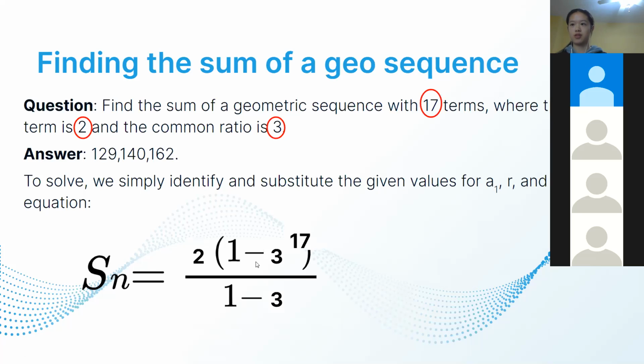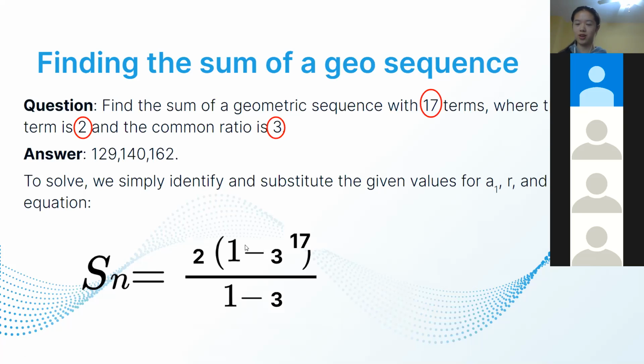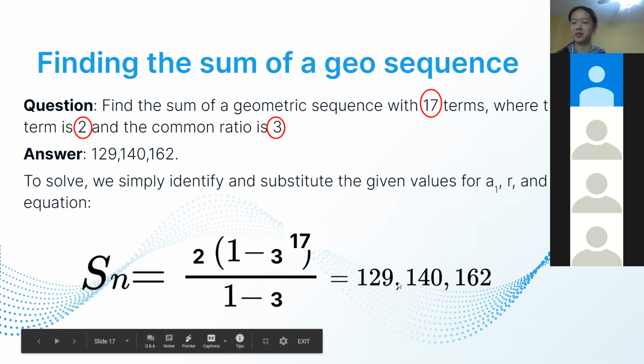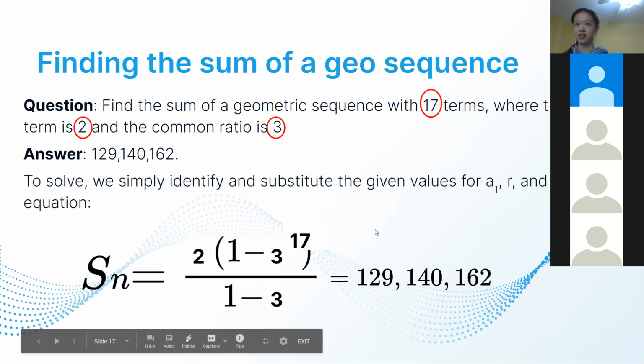We just need to type it in the calculator. So if you manage to successfully type it in the calculator without messing up on any of the digits and getting all the parentheses right, you would get this big number: 129,140,162. So good job to Sanjay and Shriyam and anyone else who got that.